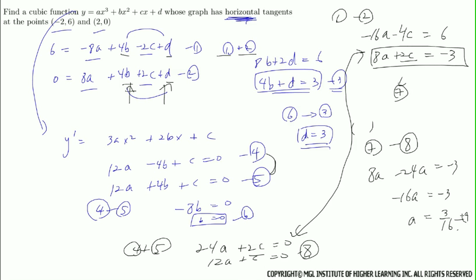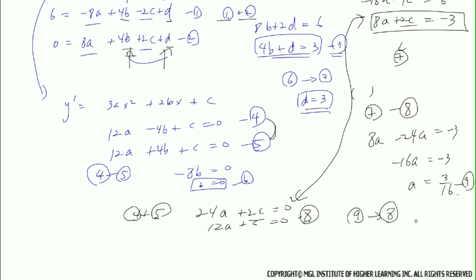Let's call that 9. You have a lot of labels in this question, right? But you imagine how confusing it would be if you didn't have any labels. It's going to be more crazy. Okay, so c is equal to minus 12a. So minus 12 times 3 over 16. Divide the top and bottom by 4, and you get 9 over 4.